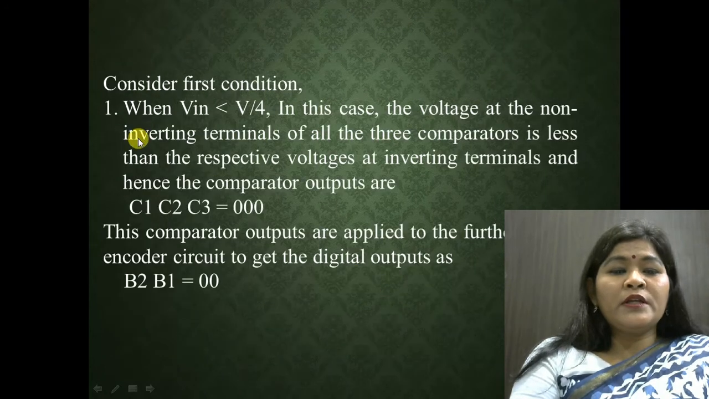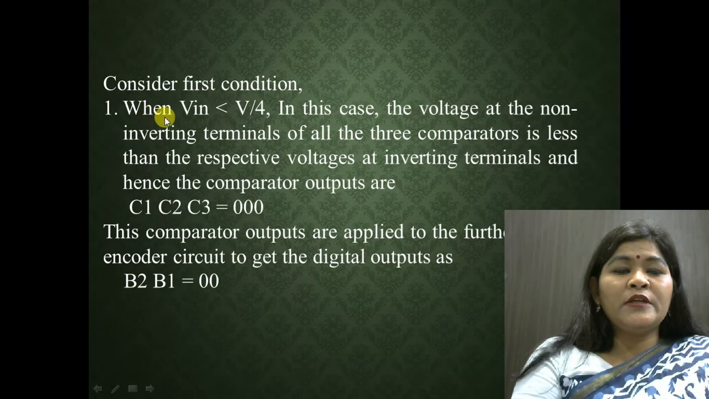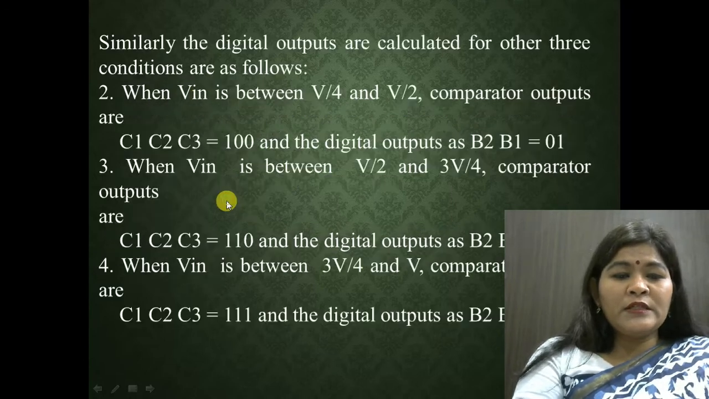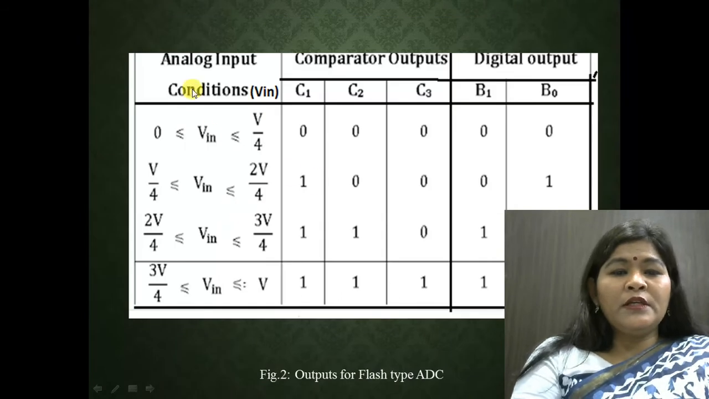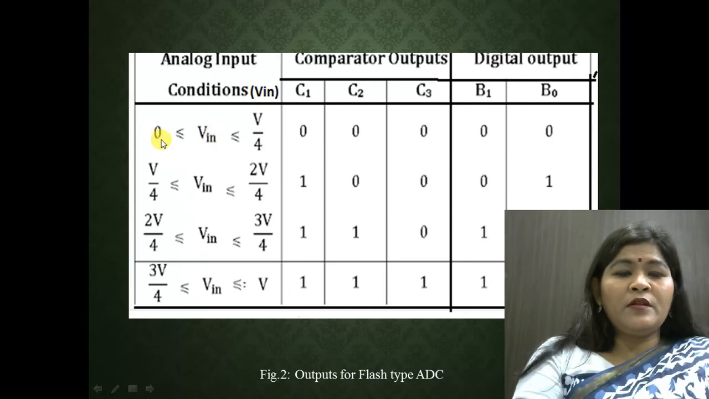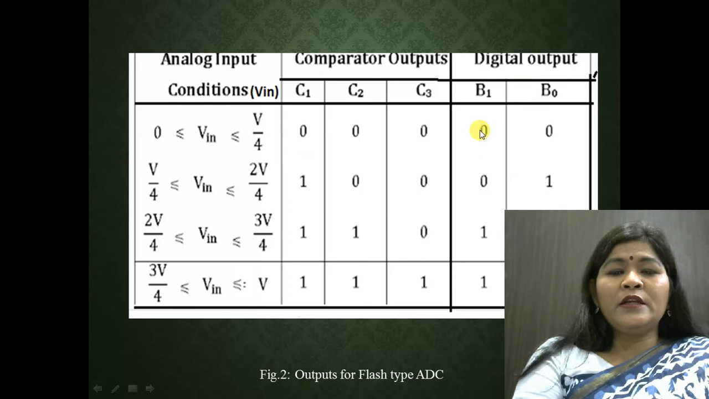So let's consider the first condition, when V in is less than V by 4. How to consider this term? According to this table, this is the analog input V in, and it lies between these values. The first condition is V in between 0 and V by 4, meaning V in is less than V by 4, then the output of the comparator will be 0 0 0, and the digital output will be 0 0.